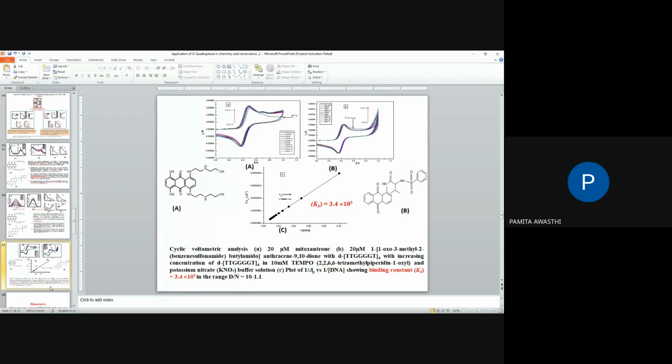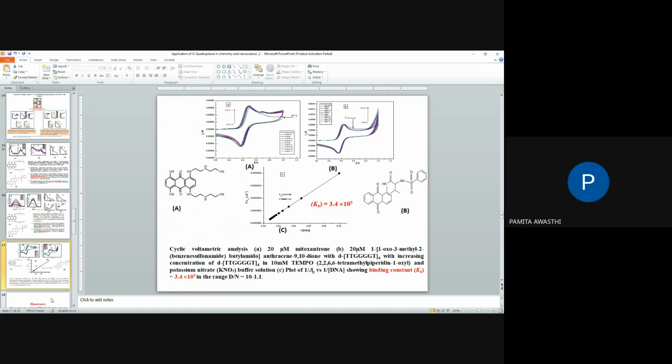So this is what we have done, and this is the kind of work which is going on all over the world by various groups in order to design and develop cancer or G quadruplex targeted ligands, which have a very wide application for cancer treatment.